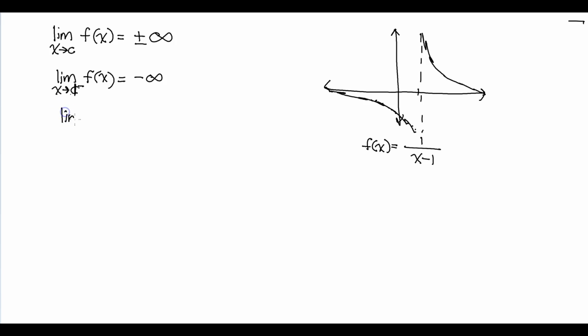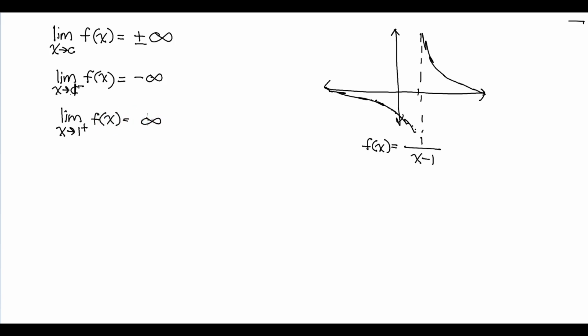If you were to check the limit as x approaches 1 from the right, you would see that it slowly starts to go up and then rapidly starts to go up. So it just keeps going up to infinity. It increases without bound, which means it approaches positive infinity.